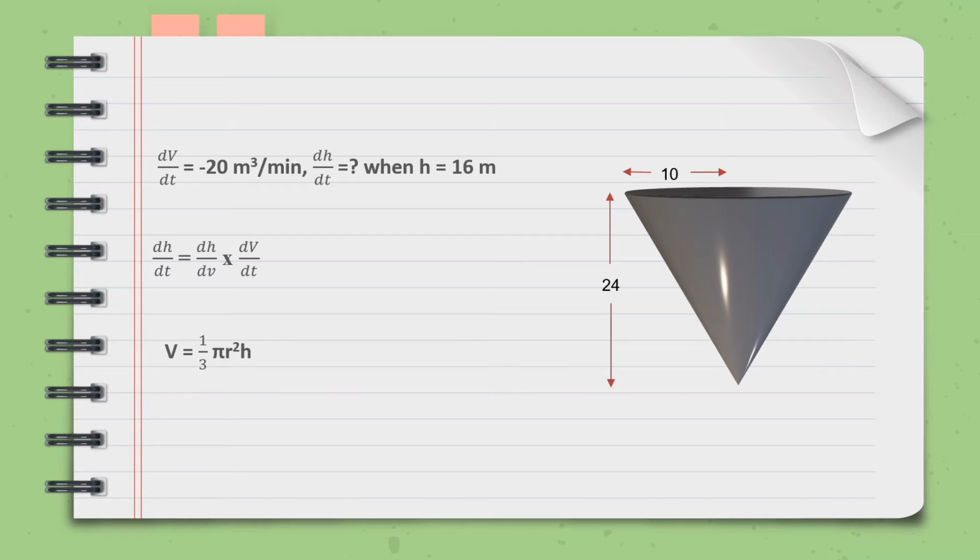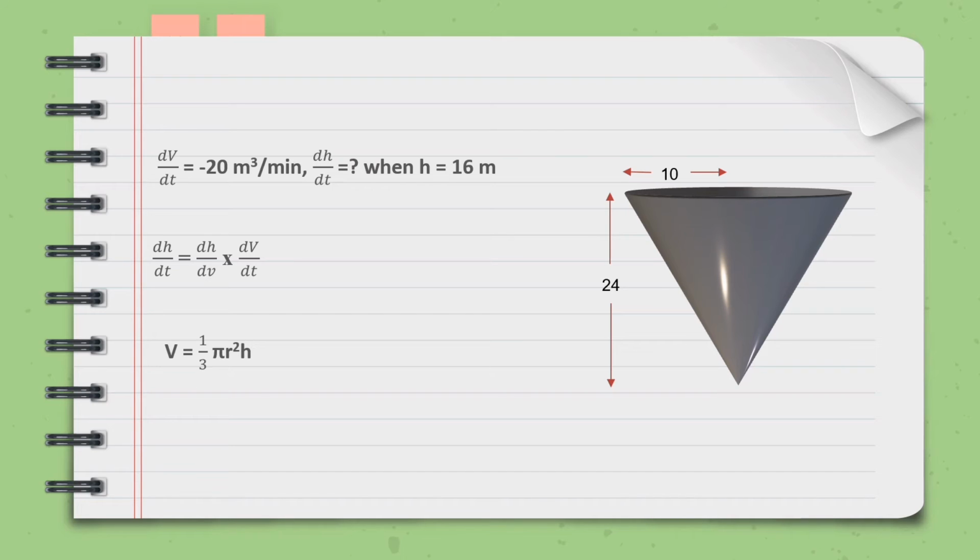To make it easier, you can draw a diagram of the cone according to the question, with the radius and height the same as in the question. So we can conclude that dH over dt equals dH over dV times dV over dt, because we already know the value of dV over dt here.